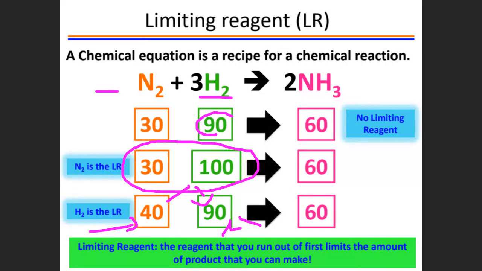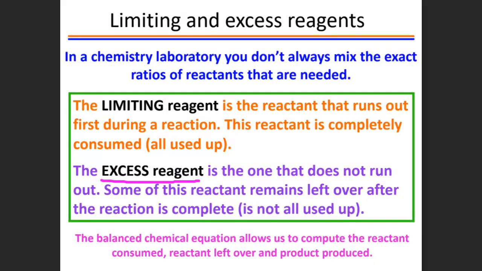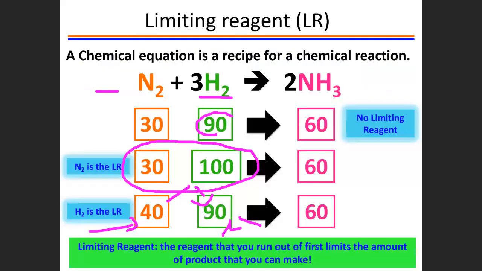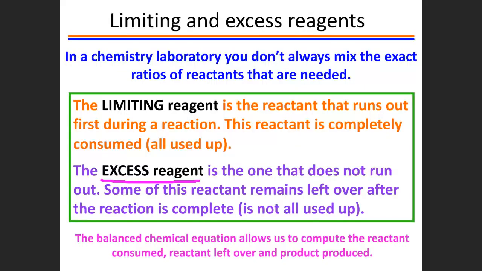So in simple terms, the reagent that is consumed or used up first is the limiting reagent, and the reagent that remains after the reaction, the excess amount, we call the excess reagent. Yeah, the balanced chemical equation allows us to compute the reactant consumed, reactant leftover, and the product produced. So from the balancing of the reaction, we have all the information.